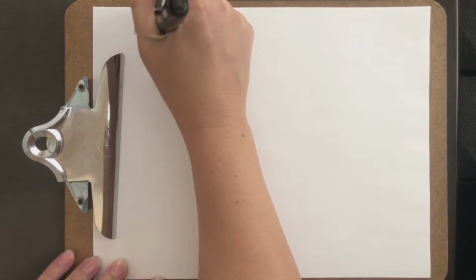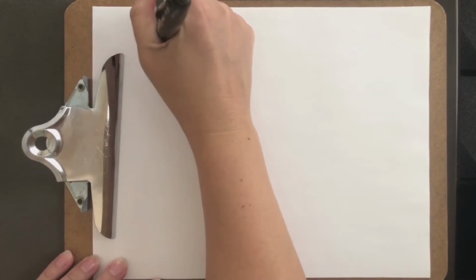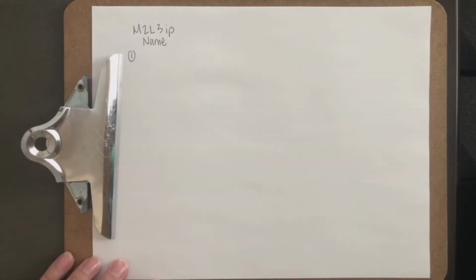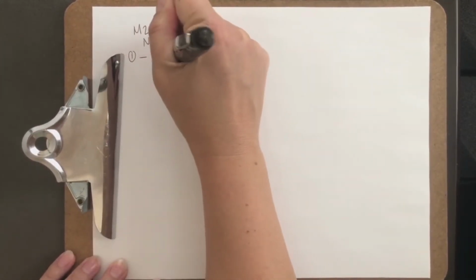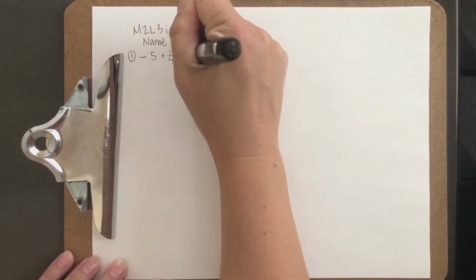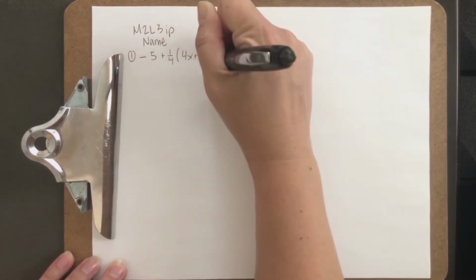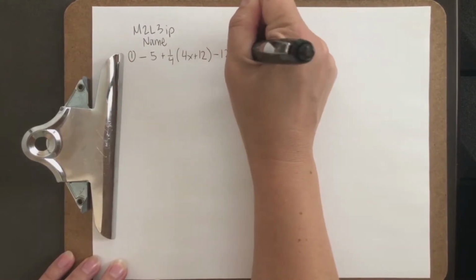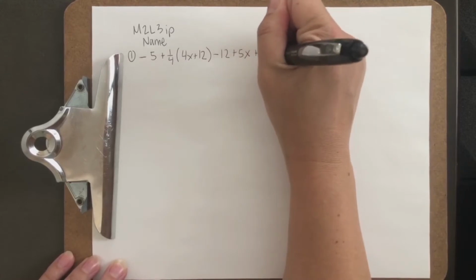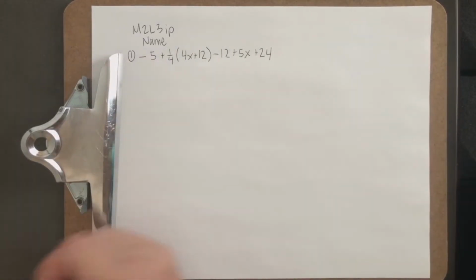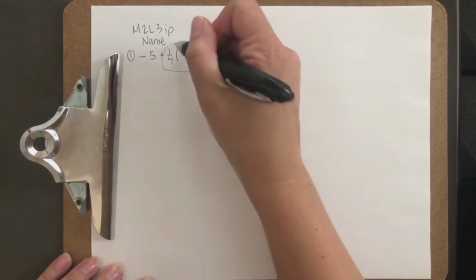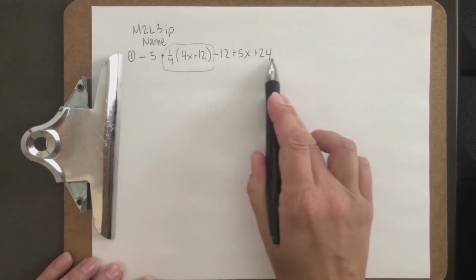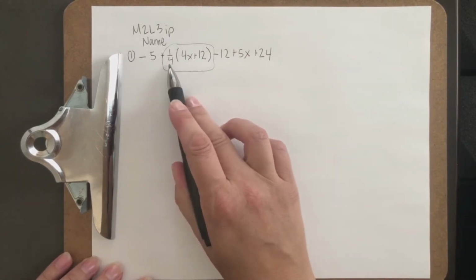Module 2, Lesson 3, Independent Practice, and put your name. Okay, number 1, simplify. -5 plus 1/4 (4x plus 12) minus 12 plus 5x plus 24. Okay, so let's just deal with this by itself and figure out what that equals, because then I'll be able to see everything as whole numbers without the fraction.